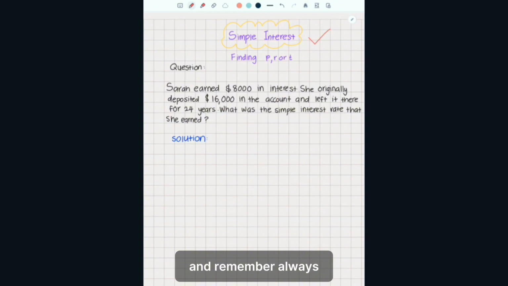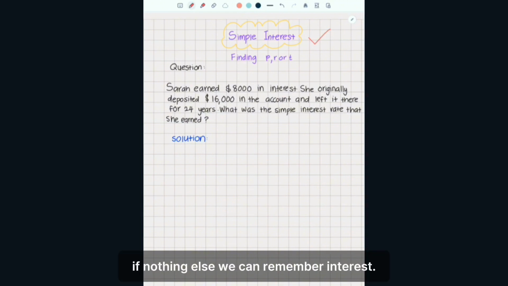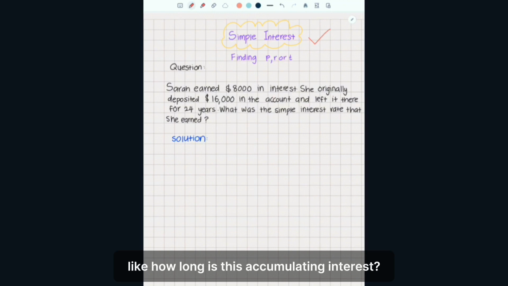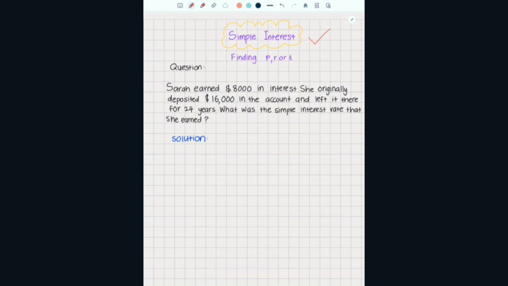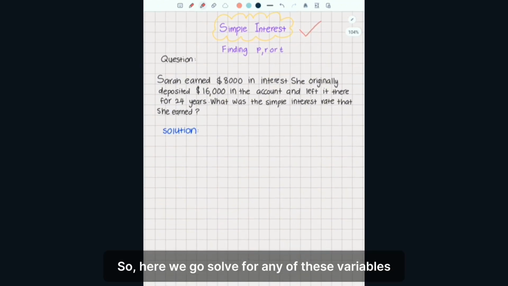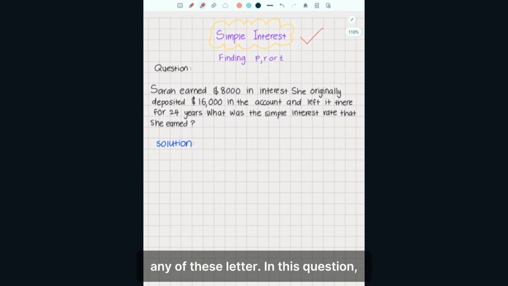So, without wasting any time, let me go through one of the example simple interest questions. And remember, if nothing else, we can remember simple interest is equal to the principal, the amount of money deposited, times the interest rate, times time, how long it is accumulating interest. Principal times the rate times time equals how much interest you earn. So here we could solve for any of these variables.